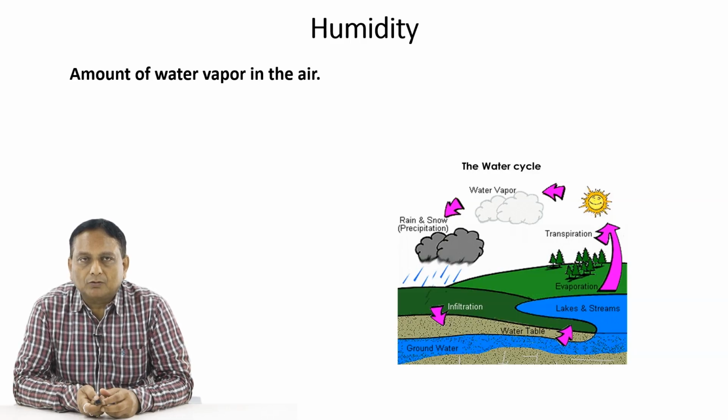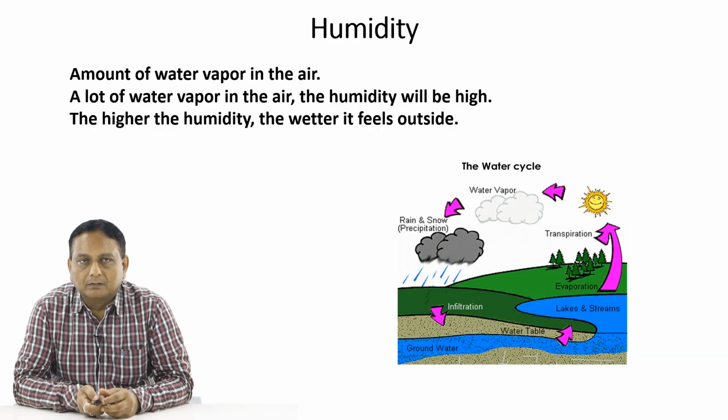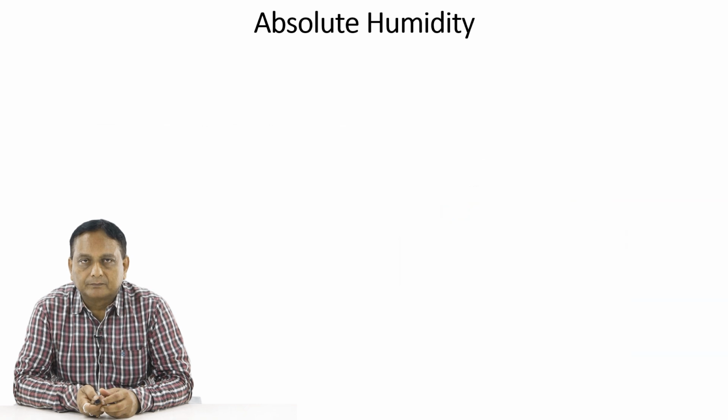Now basically it talks about the amount of water vapor in the air. If there is a lot of water vapor in the air, the humidity will be high. This is very common, that we have already explained. So the higher the humidity, the wetter it feels outside. So these are the features of more humidity.